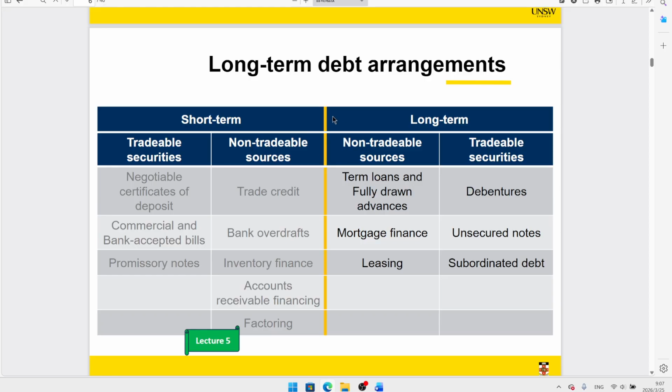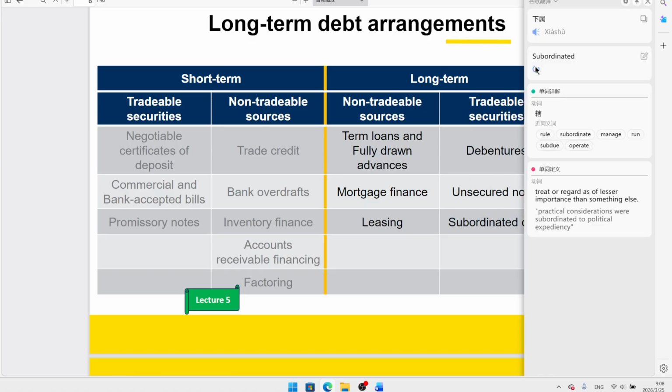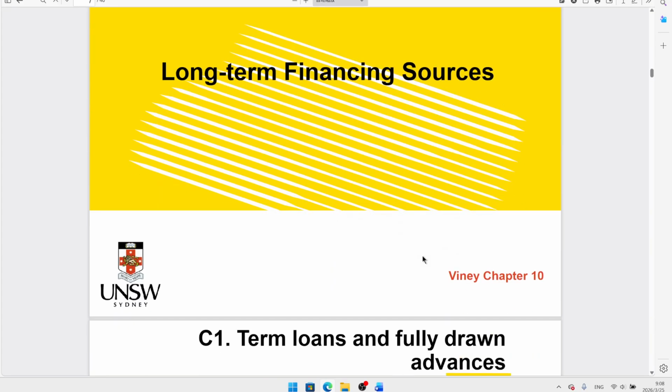On the right hand, we can find non-tradable sources like term loans and fully drawn advance, mortgage finance, lease, and tradable securities like debentures, unsecured notes, and subordinated debts.